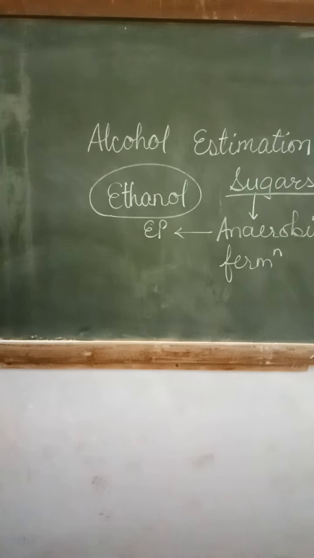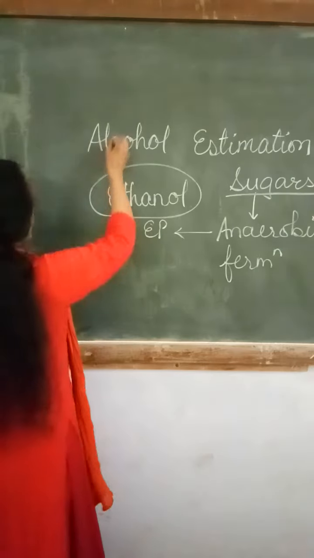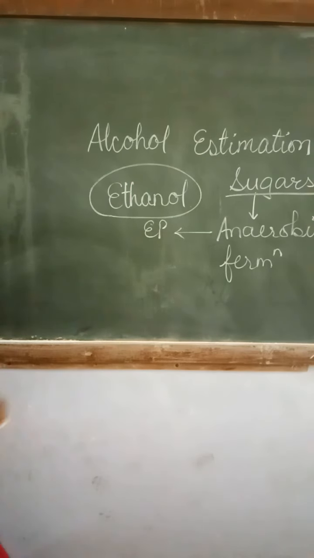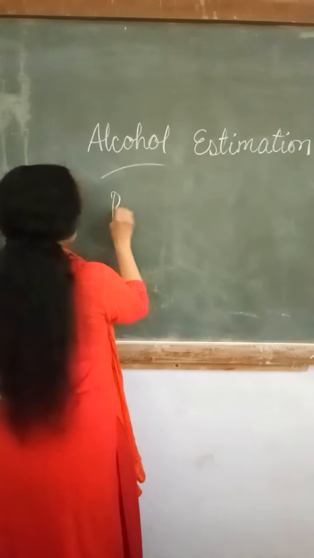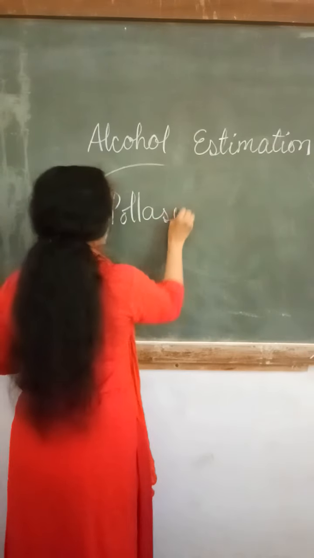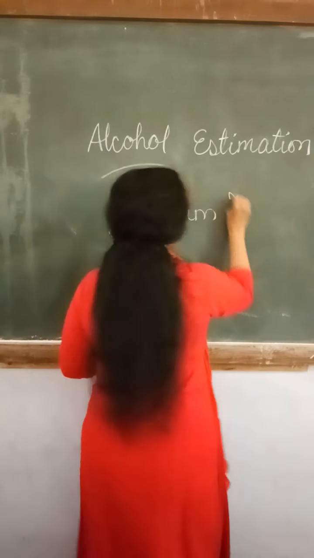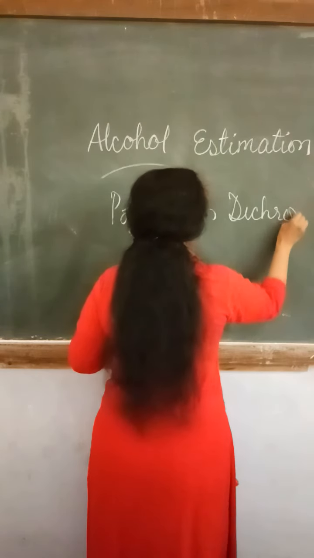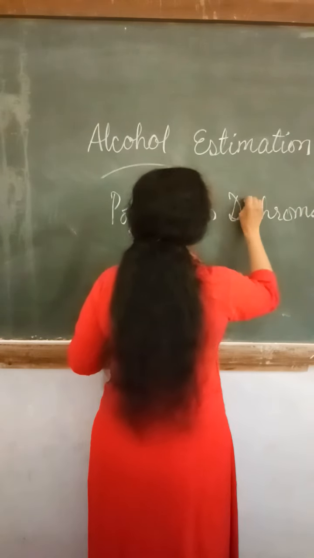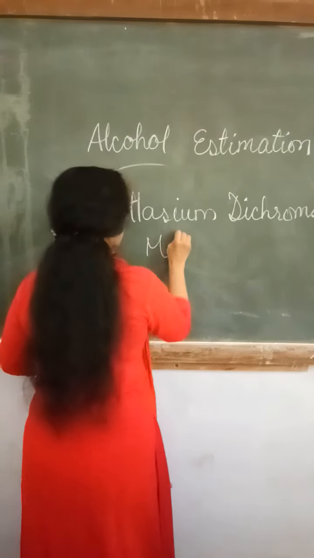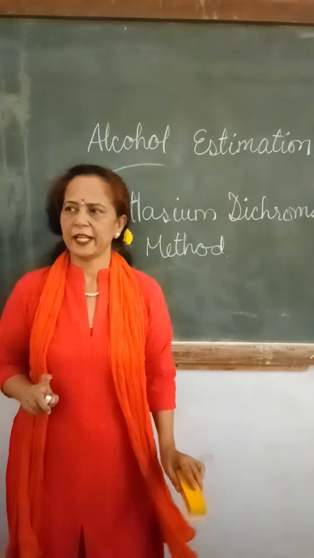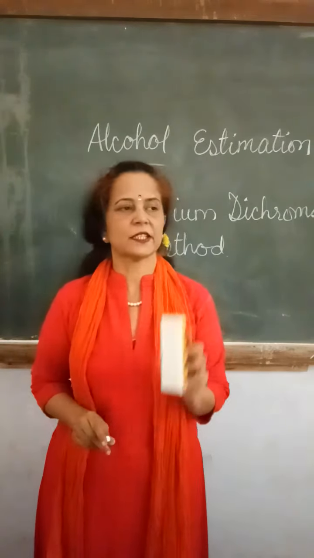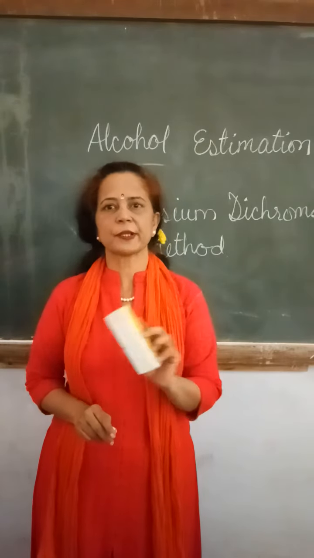Now this particular method is called the potassium dichromate method. Why? Because here we are using this particular reagent. Here we are doing titrimetry as well as iodometry, so this method is called the titrimetric iodometric method.